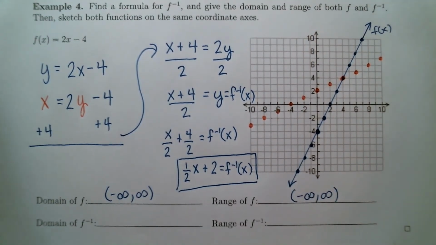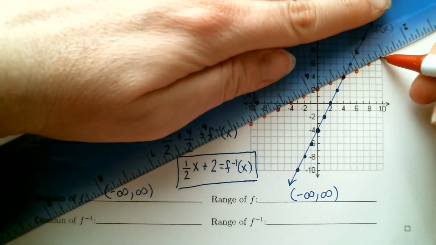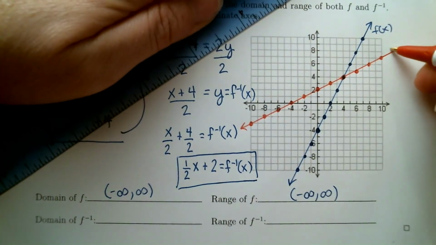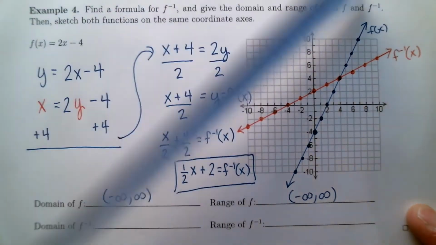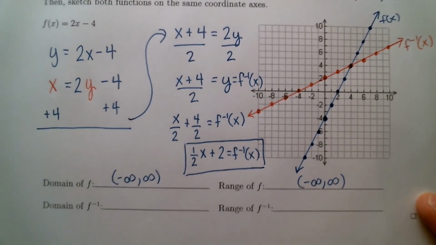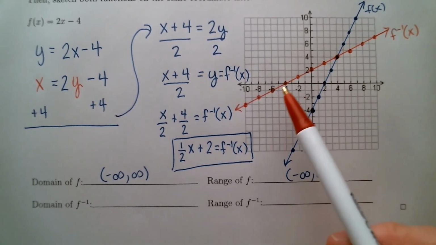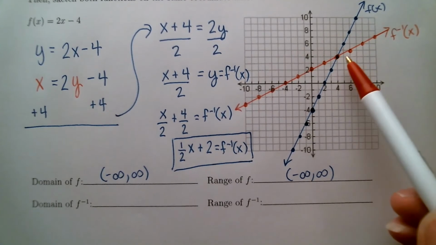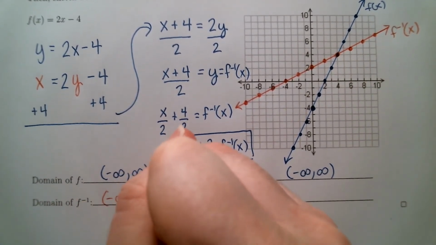And then I'm going to draw my line. Okay, so this is the graph of f inverse of x. All right, so if we look at the domain and range for this guy, if you're looking at x values, the leftmost x value is negative infinity, the rightmost is positive infinity. Domain is also all real numbers.